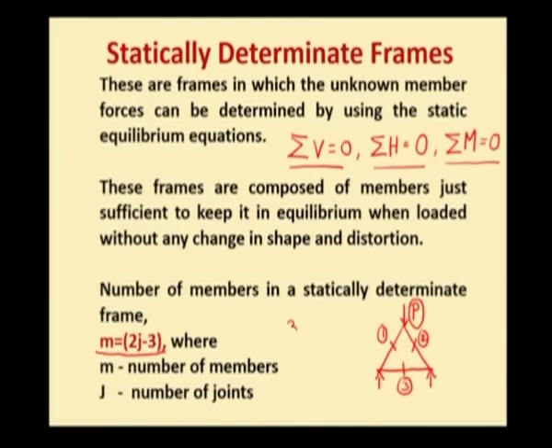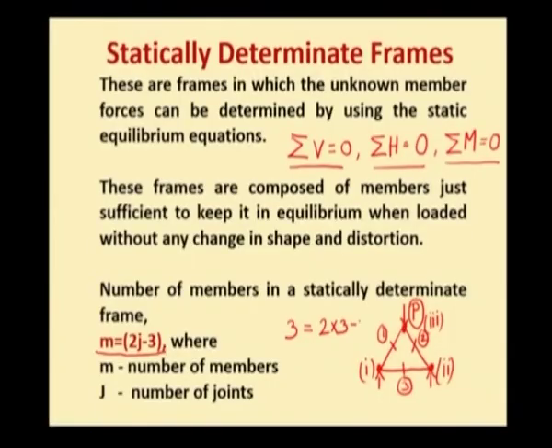So, the number of members is equal to 3, which should be equal to 2 into the number of joints. The number of joints are: this is joint number 1, this is the second joint, joint number 2, and this is the final, third joint, number 3. So, we have 3 joints. So, 2 times 3 minus 3, which comes as 3 2 are 6 minus 3 is 3.